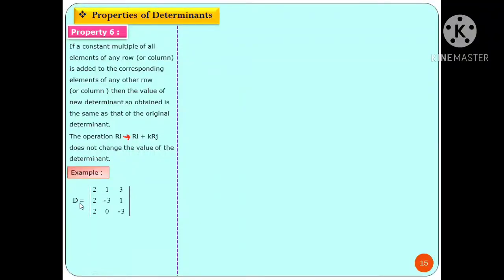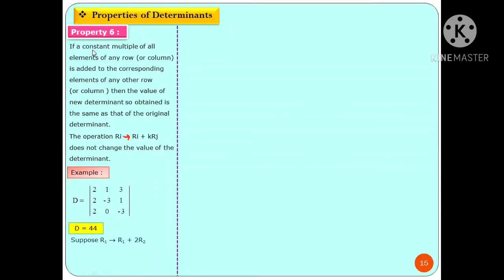Example: this determinant we have already solved. Its value is known, 44. Applying a transformation on a particular row. Check, the row transformation applied is R1 changes to R1 plus 2 times R2.